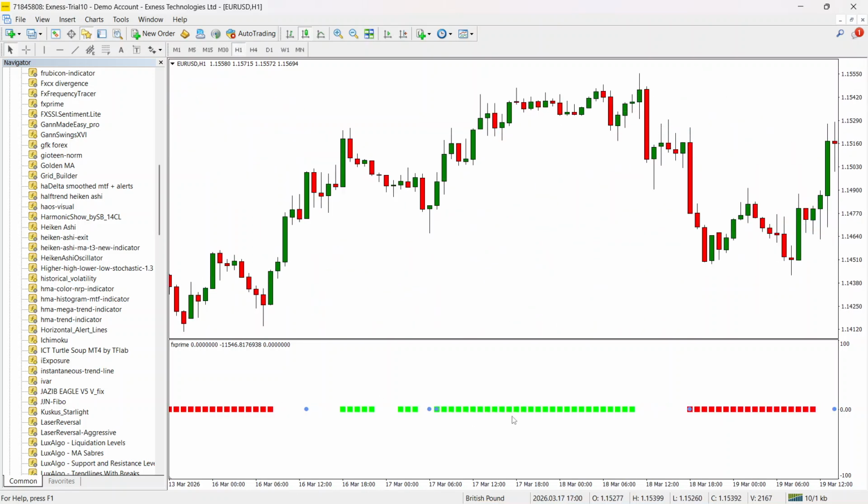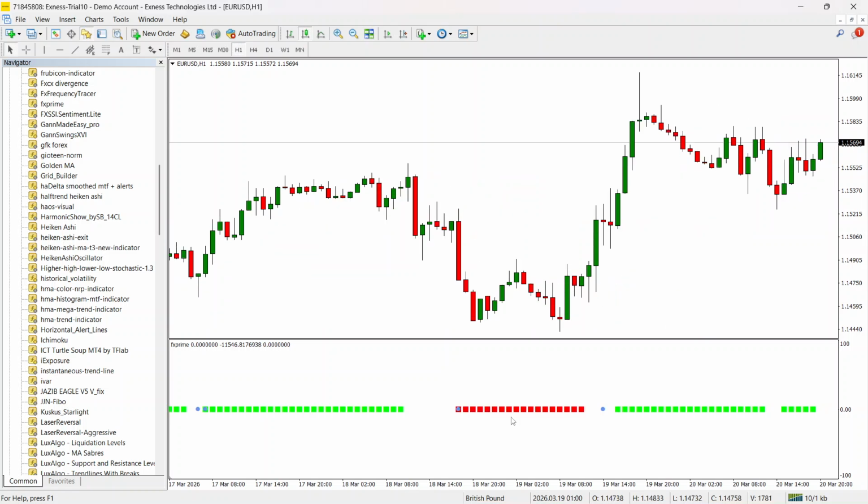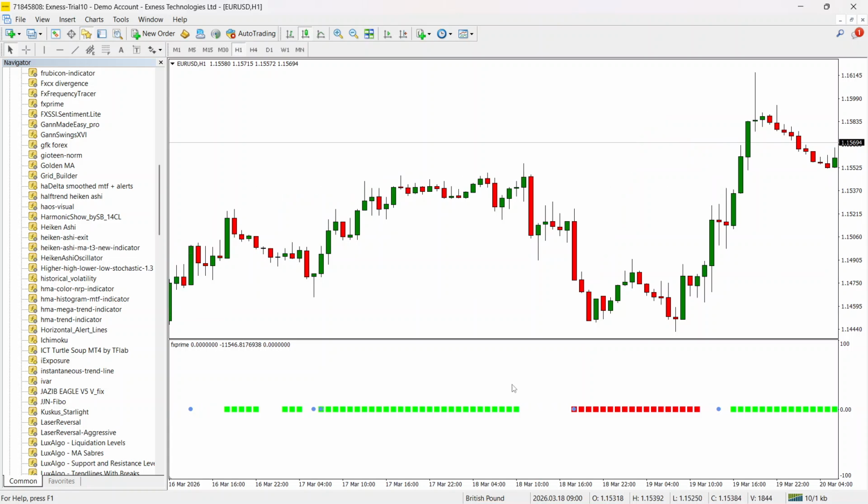Long stretches of green boxes point to a stronger or more sustained uptrend, and long stretches of red boxes point to a stronger or more sustained downtrend. And frequent alternation between green and red visually highlights choppy or indecisive markets where trend following setups may be lower quality.